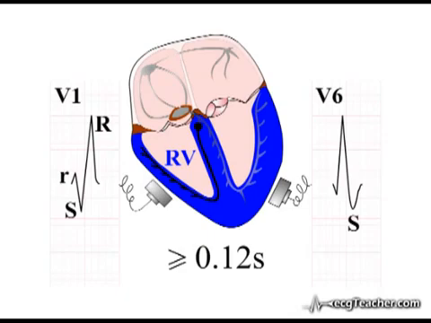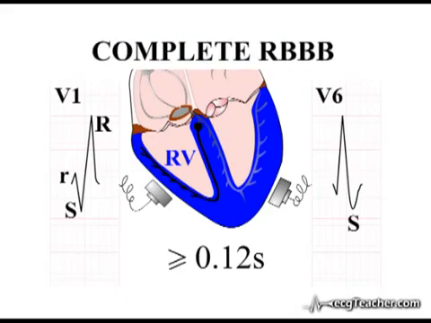The ECG signal of right ventricular depolarization is normally masked by the signal from the much larger left ventricle. However, as right ventricular depolarization is delayed in the presence of right bundle branch block, depolarization of this chamber manifests as a delayed broad R wave in lead V1 and an S wave in lead V6. Abnormally wide QRS complexes with an RSR pattern in lead V1 and a delayed slurred S wave in lead V6 are the characteristic ECG findings of complete right bundle branch block.